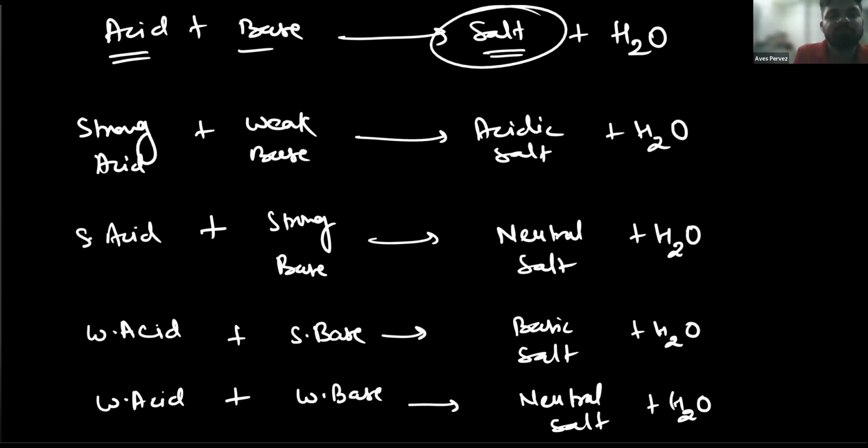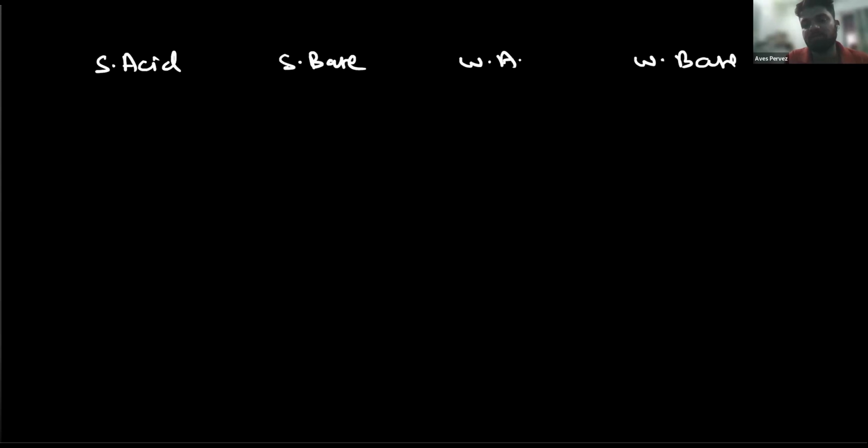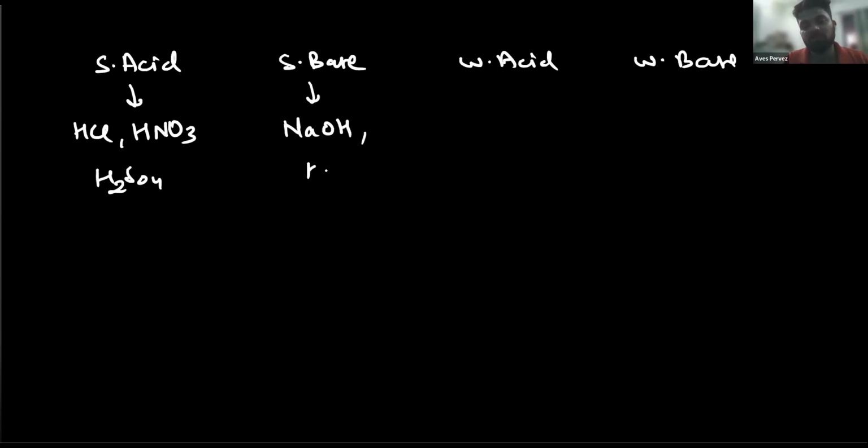Okay, let's move further. I have given you the examples, and you have written them recently in your copy: strong acid, strong base, weak acid, and weak base. I'm writing again because some students joined later. Strong acids are HCl, HNO3, and H2SO4. Strong bases are NaOH and KOH.